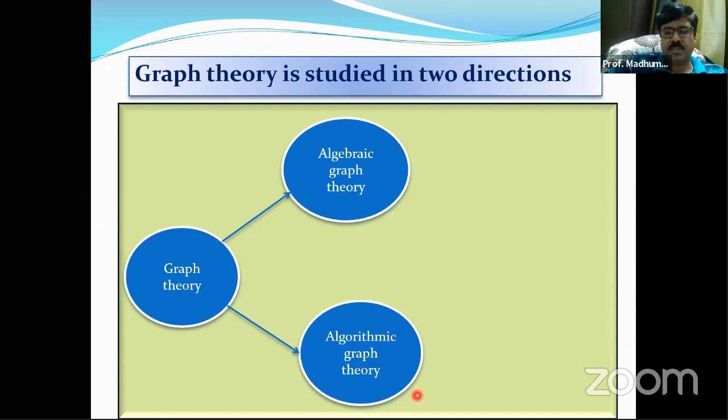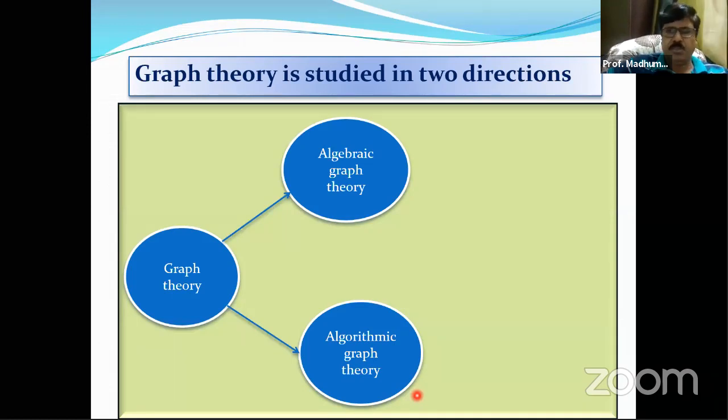This is a very interesting thing. These two directions are completely different. Algebraic graph theory is one direction of investigation, and algorithmic graph theory is completely another direction of study of this subject. In algebraic graph theory, people try to investigate some properties of the graph, that is, they try to find the parameters and the upper and lower bounds of the parameters. To study algebraic graph theory, basic mathematical knowledge is sufficient.